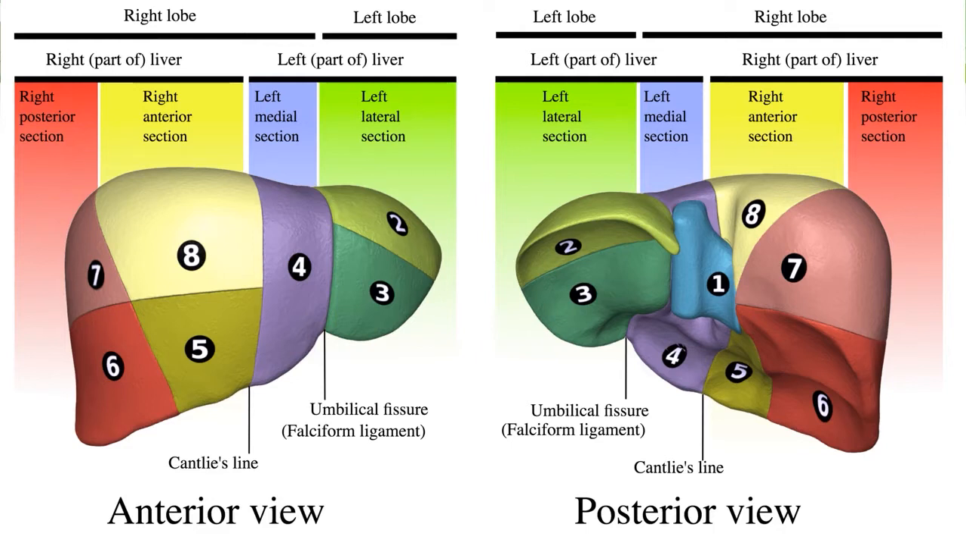The right lobe is comprised of segments 5, 6, 7, and 8, with segments 5 and 8 making up the right anterior lobe and segments 6 and 7 making up the right posterior lobe.